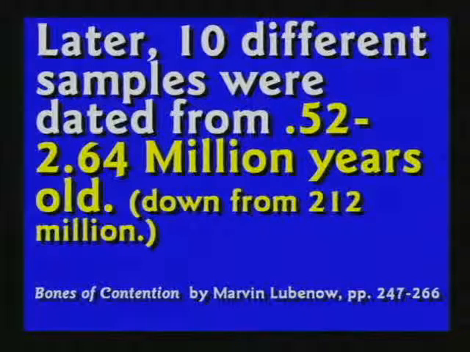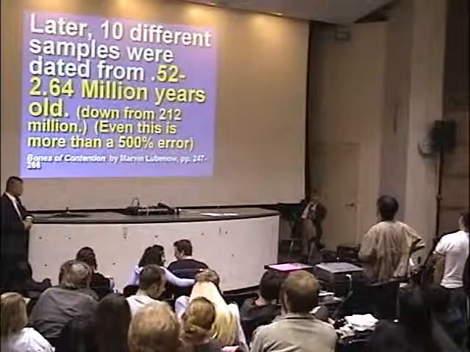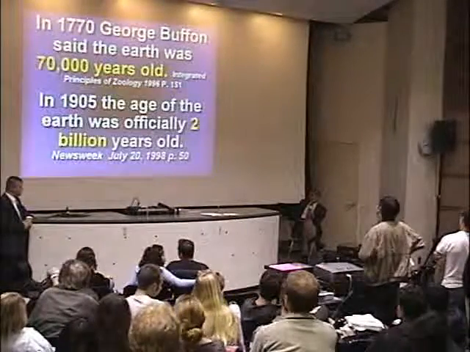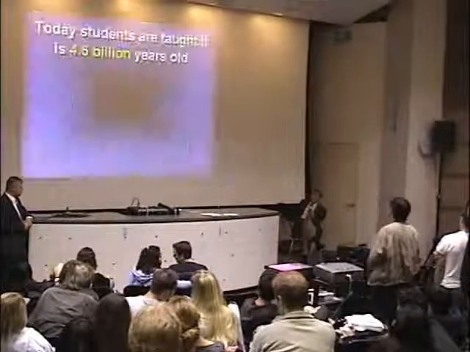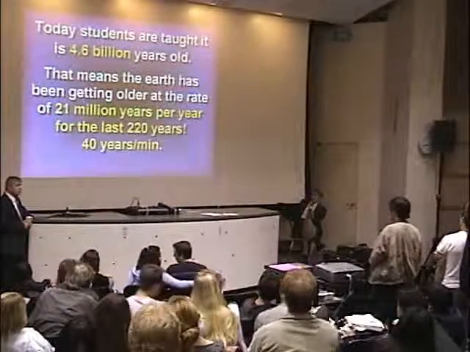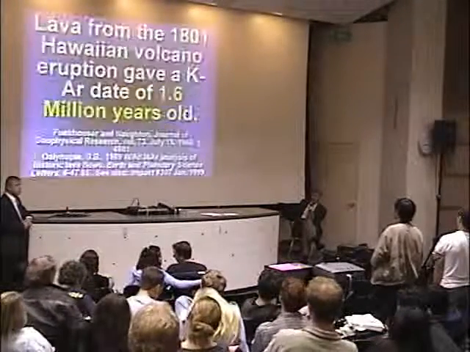I would like to point out two things. That's way down from 212. Secondly, that's still a 500% error. Half a million to 2.6 million? We could talk a long time about that one, but the way they keep adding age to the Earth, okay? The Earth, if you want to believe it's billions of years old, that's fine, but I don't think you should use potassium-argon dating to do that, okay?